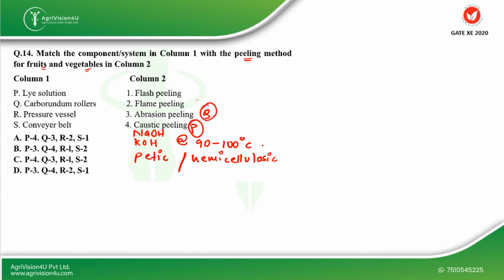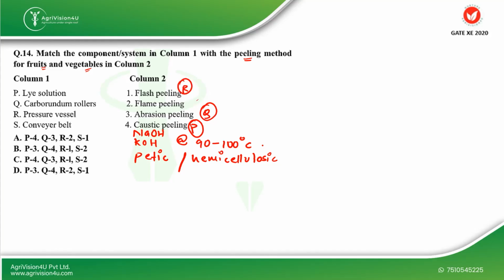Basically the food is fed into these carborundum rollers, which are placed into the rotating bowls lined with carborundum. So the abrasive surface removes the skin and it is washed away by a copious supply of water. So it is Q3. Next, pressure vessel. So it is flash peeling.